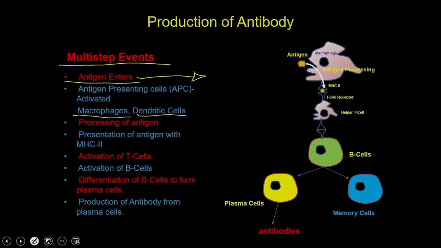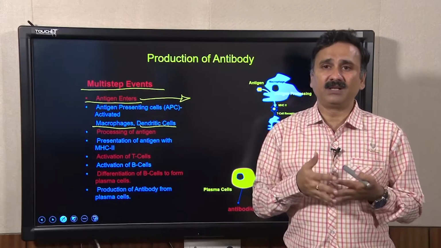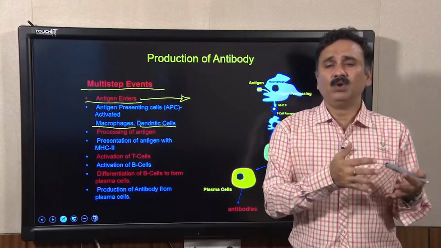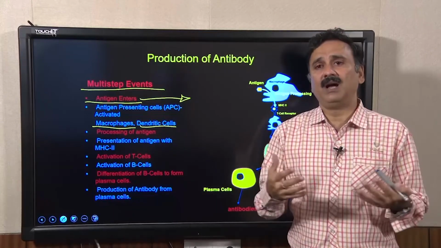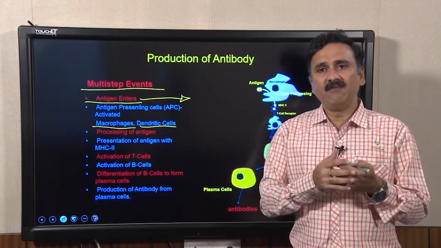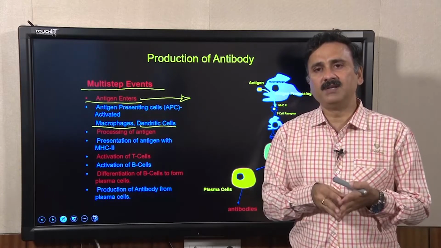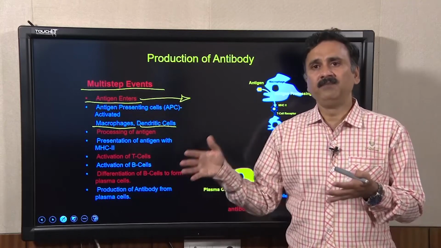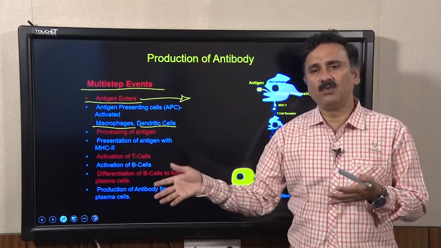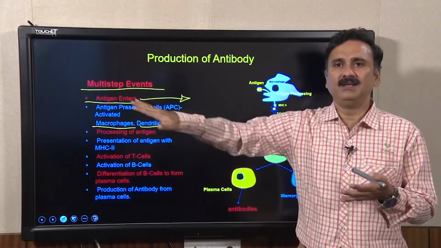So, in every part of the body where there is a chance of entry of foreign antigens, you have the macrophages as well as the dendritic cells. For example, you have the Kupffer cells which are present in the liver, you have the alveolar macrophages which are present in the lungs, and then you have the macrophages in every organ, so that if there is any infection in that particular organ, the first cell which is going to encounter this particular foreign antigen is these macrophages.